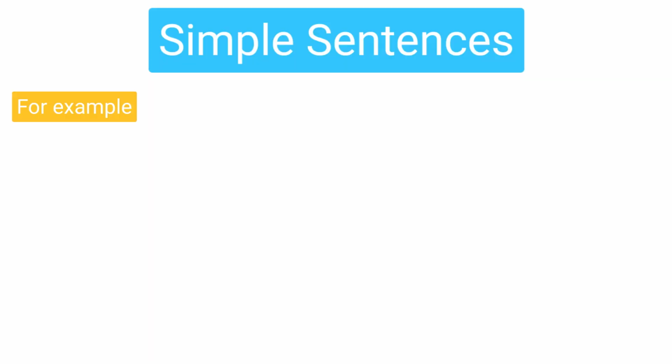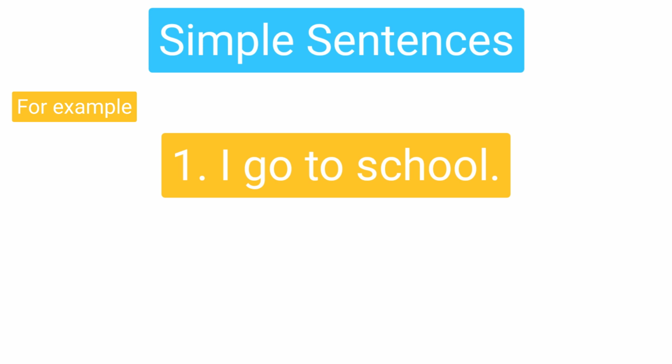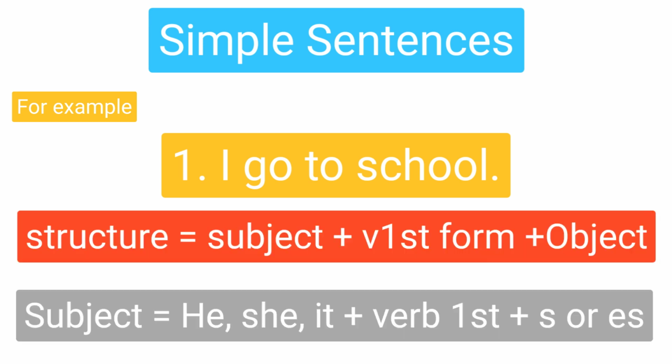Simple sentence: firstly I'll give you an example, and then I'll explain briefly how to make a simple sentence. For example, I go to school. In this example, we see subject plus verb's first form plus object. This is the method of making a simple sentence.